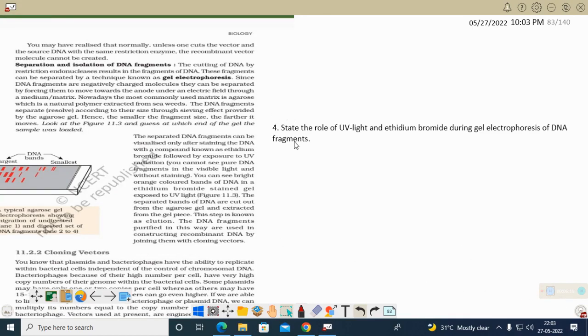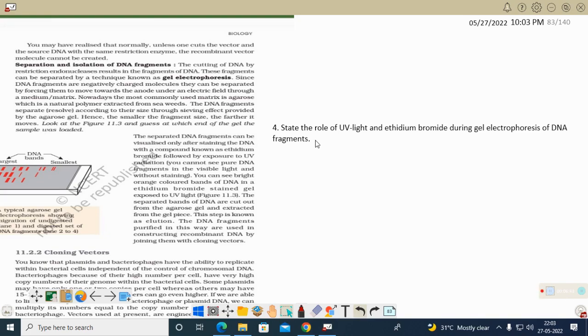Next question, the fourth question, a 2 marks question. State the role of UV light and ethidium bromide during gel electrophoresis of DNA fragments. First we will see the role of ethidium bromide. Ethidium bromide is used for staining the DNA. It intercalates between the two strands of DNA and gives a bright orange colored band of DNA.